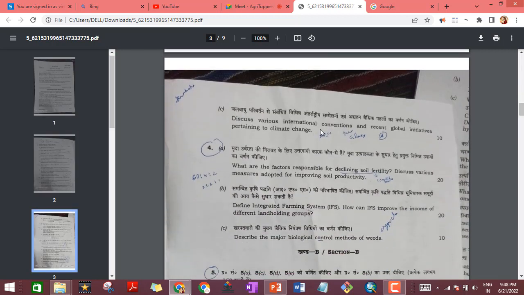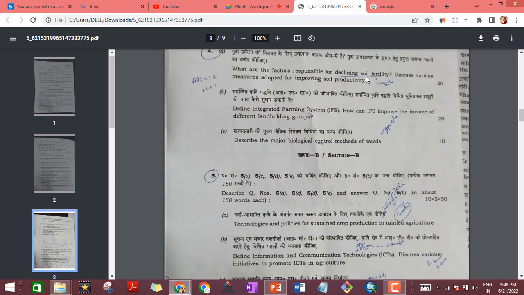Next is, discuss the various international conventions. See, if this question comes, definitely our prelims knowledge will help. How many initiatives have we read, international conventions? Maybe you have written from Vision or some current affairs material. Definitely we go through all these things. And this soil fertility, and now they are going into very specific things, like what are the factors responsible.